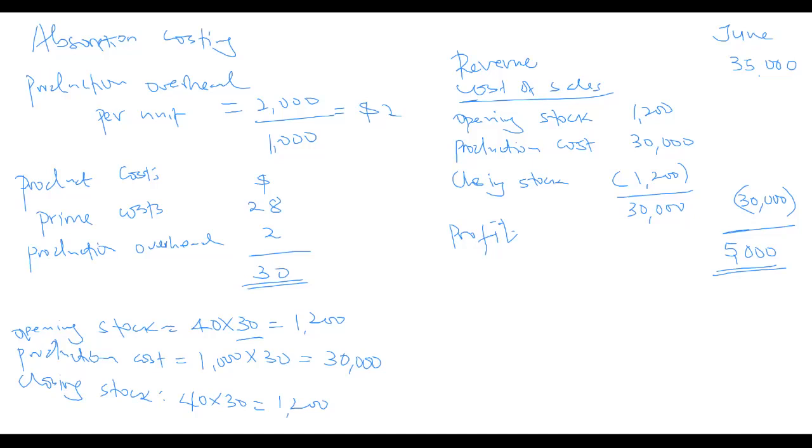Therefore, the profit for the month of June, if you had to use the absorption costing method, is equal to 5,000. And we have the same profit if you had to use the marginal costing method. Now let's prepare for the month of July.